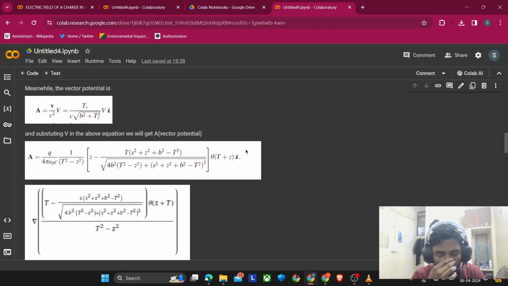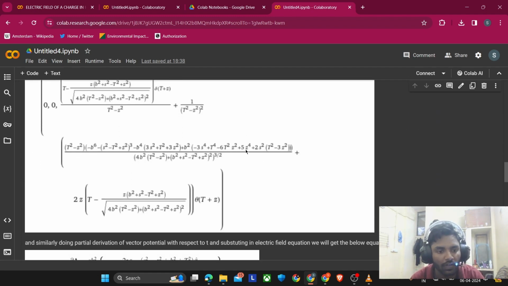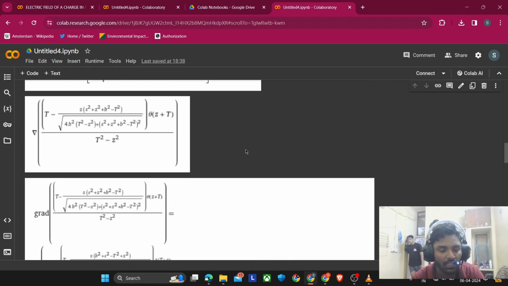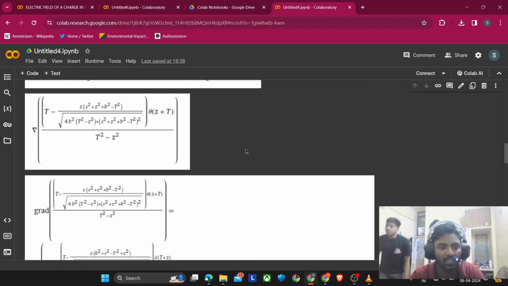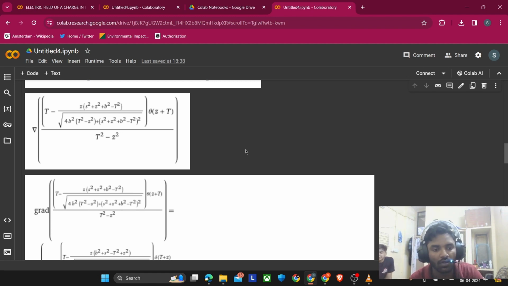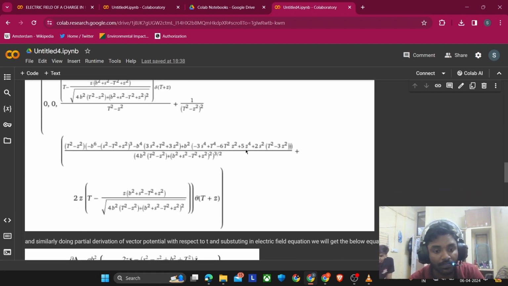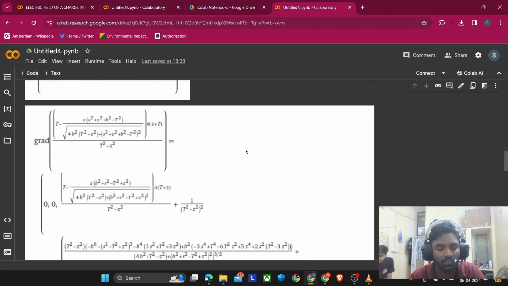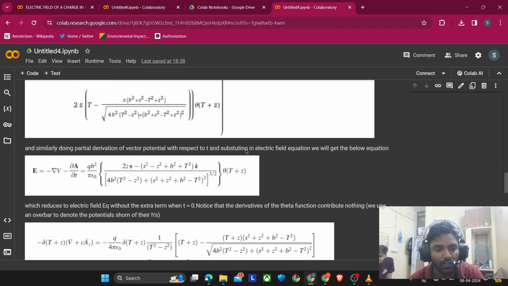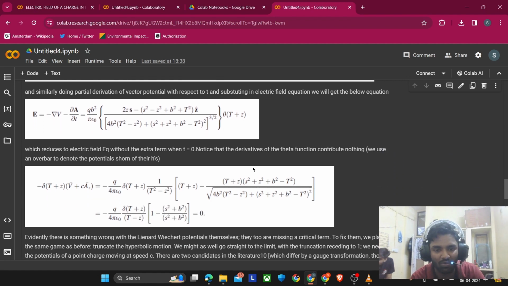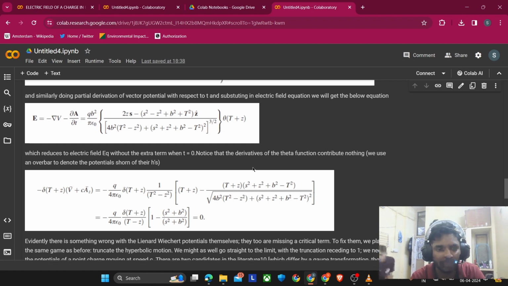And here we are going to find the electric field. The electric field is equal to minus the gradient of V minus the partial derivative of A with respect to t. The gradient of V is this one. It's a long equation, so I could not solve it by hand; I copied it and pasted it into a calculator, and I got these equations, and the same for the partial derivative with respect to t. I got this equation, but the extra term I am getting is 0 because every term is cancelling, so I am not getting the extra part.